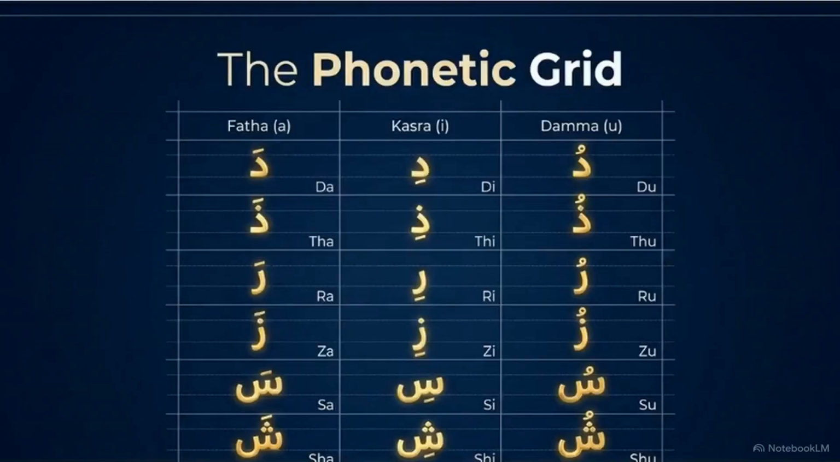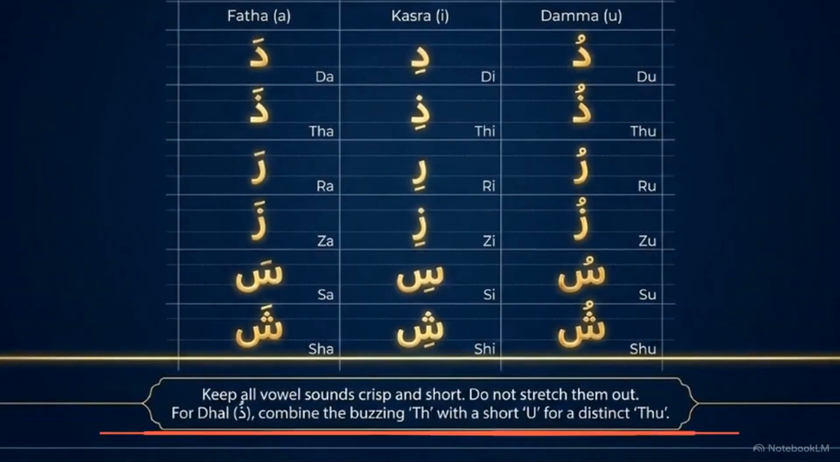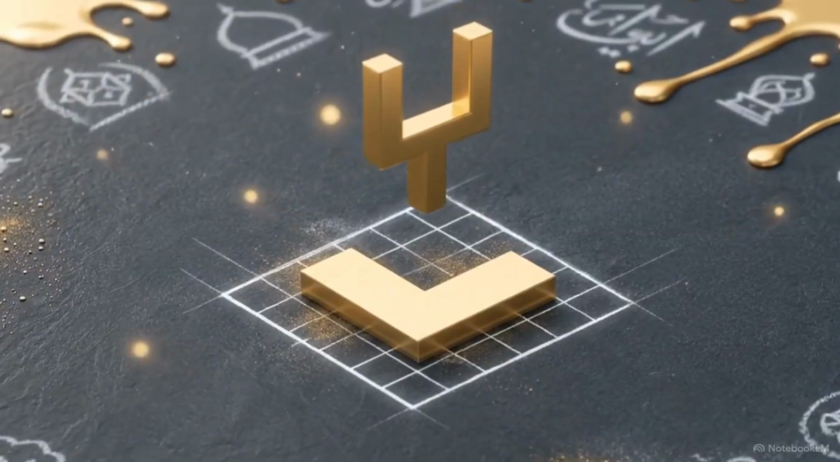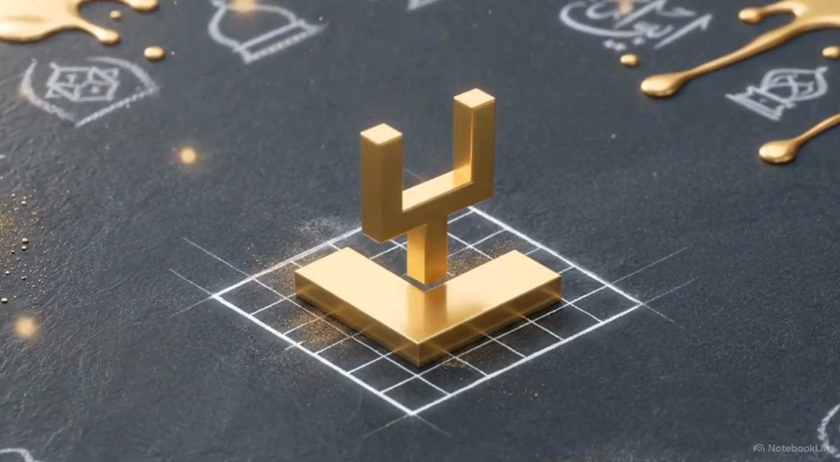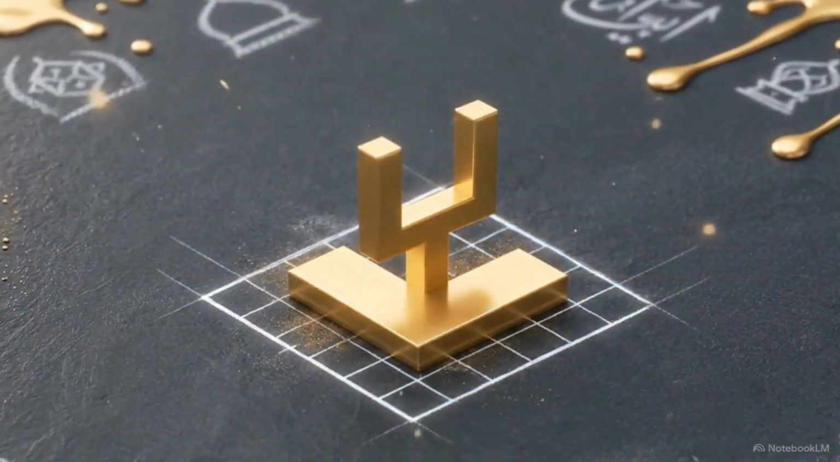Look over this grid. When you read these syllables, da, di, du, keep the vowel sounds extremely quick. Say them sharply. Try not to stretch the vowel sounds out. Mastering these specific vocal mechanics is what separates clear, accurate Arabic reading from speech that is difficult to understand.